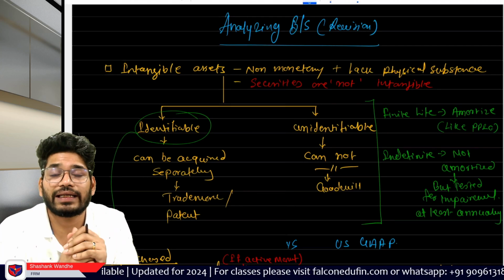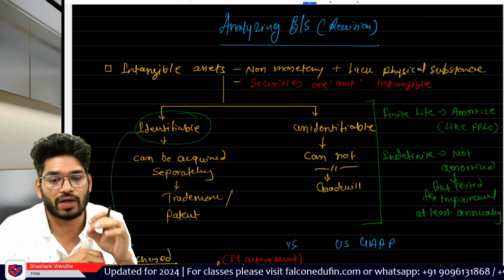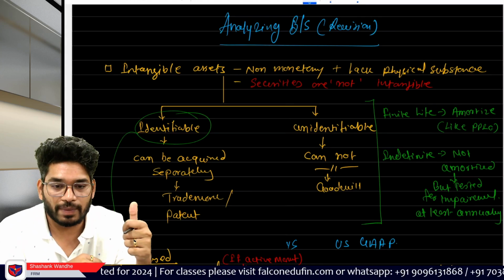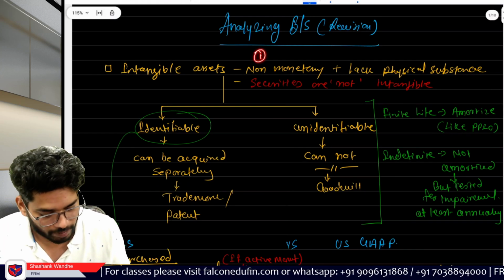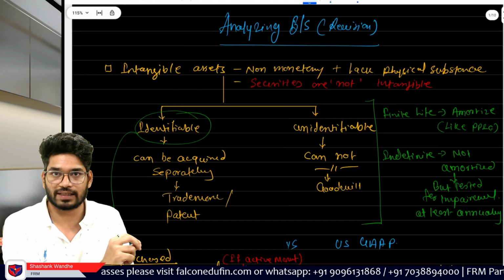This chapter starts with the intangible asset. The learning objective is on the intangible asset. Now, what is an intangible asset? Intangible assets are assets which have two properties. The first property is that they are non-monetary. The second property is that they lack physical substance.